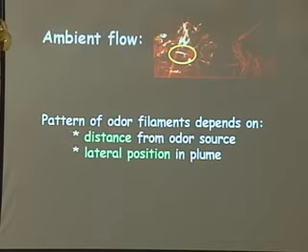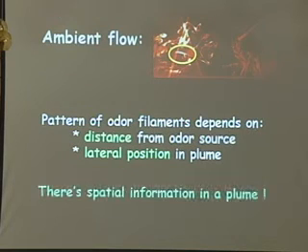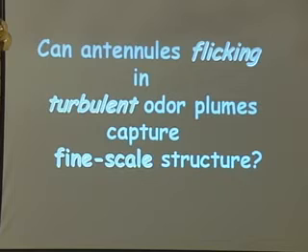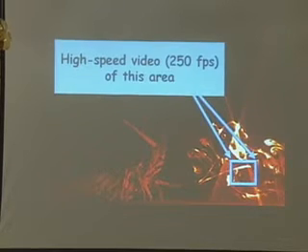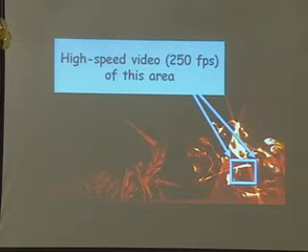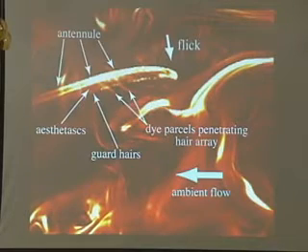So the pattern of odor filaments contains information on distance from the source and also on whether you're in the center of a plume or on the edge of a plume. The filament structure changes. And so there's spatial information there. Can the antennules capture that information? And to test that, we made more high-speed videos of antennules on our mechanical lobster flicking in odor plumes, but we made high magnification videotapes just looking at the hairy part of the antennule, and we made high-speed tapes so we could really see what was going on.